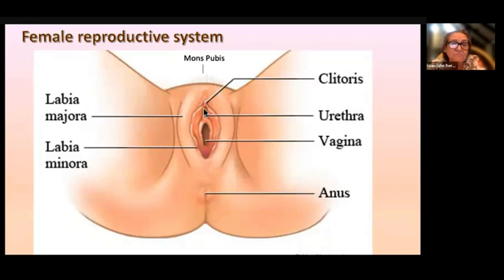Sometimes the labia minora comes outside of the labia majora. Sometimes it's tucked into the labia majora. But this will fill with blood, just like a man's penis fills with blood when they are aroused. Any questions about the basic anatomy here of the female genitalia?